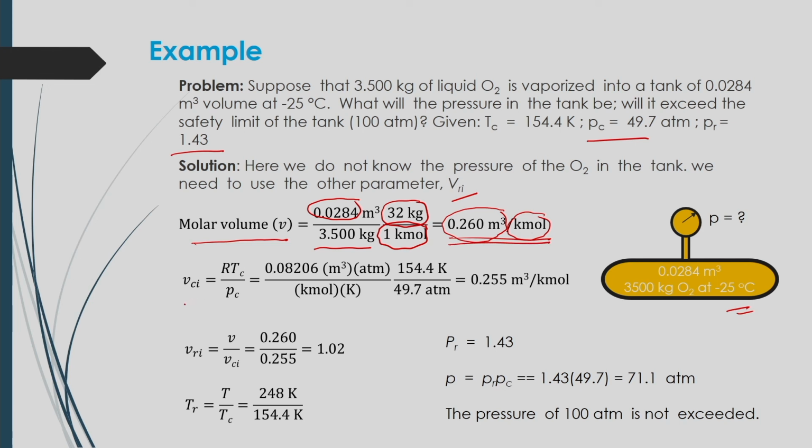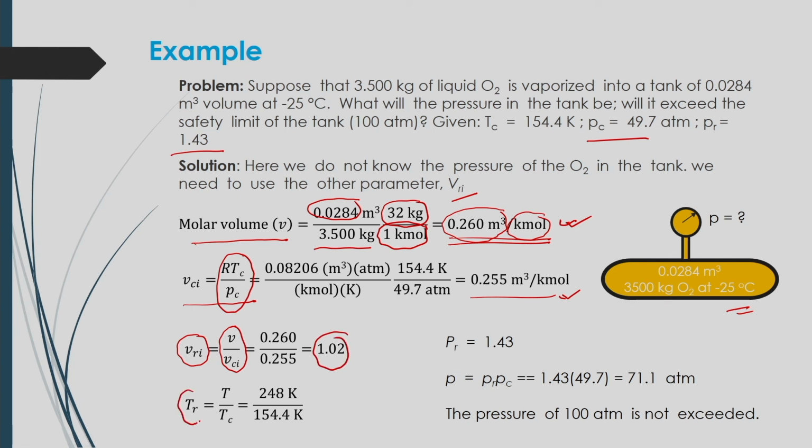So, this tank will be having the volume of 0.260 meter cube per kilo mole of that oxygen. Now, what will be the VCI, the critical molar volume of that component? It will be RTC by PC. So, accordingly if you substitute the R value, TC value and PC value, you can get 0.255 meter cube per kilomole. And again, what will be the reduced molar volume of that component? It will be simply V by VCI. V you have already calculated, and VCI also you have calculated. If you divide this you will get 1.02.